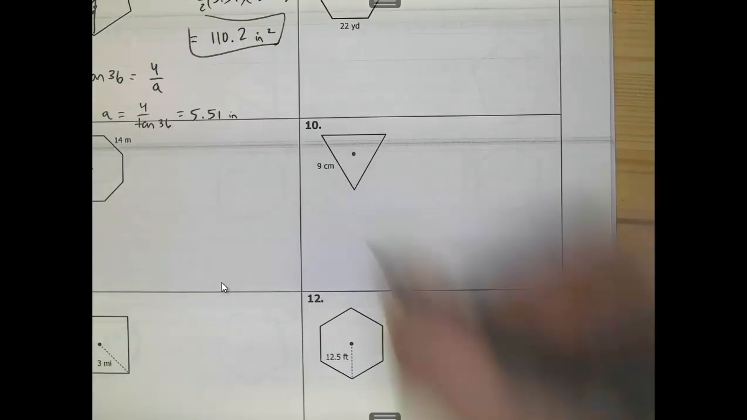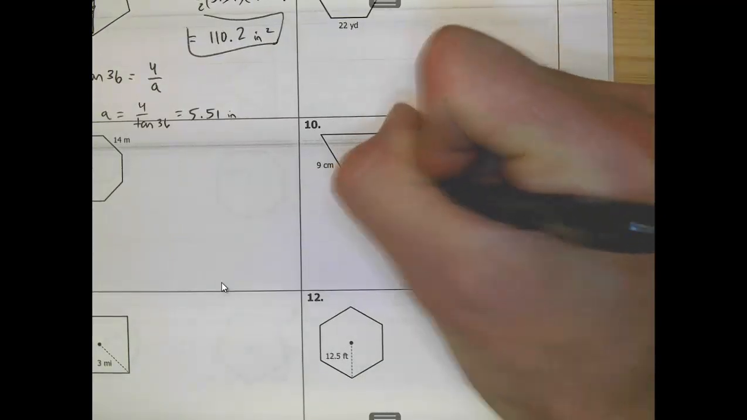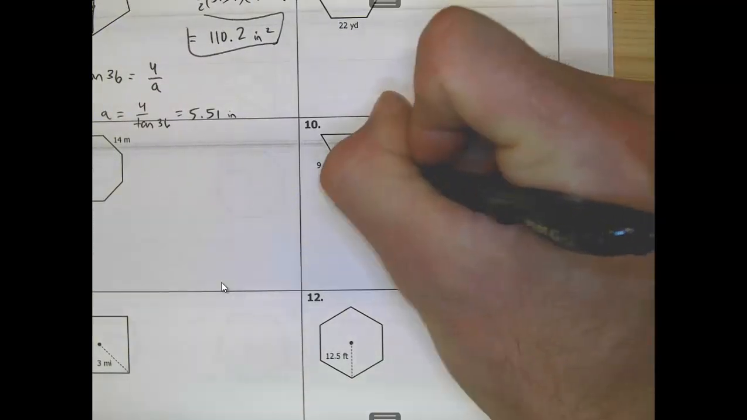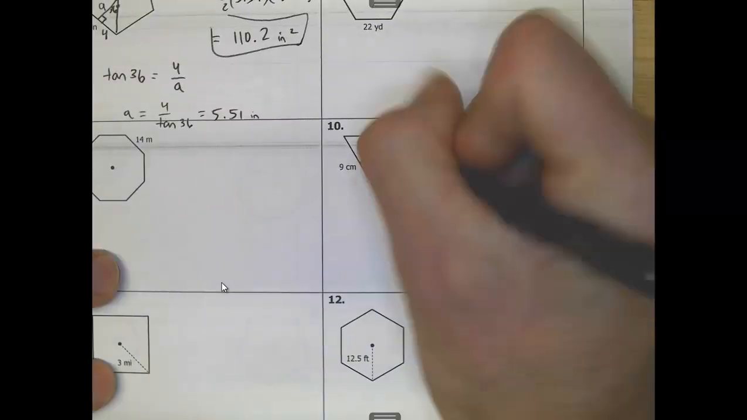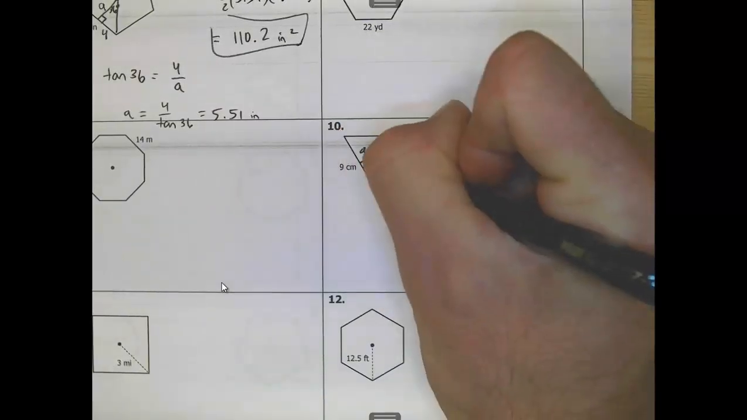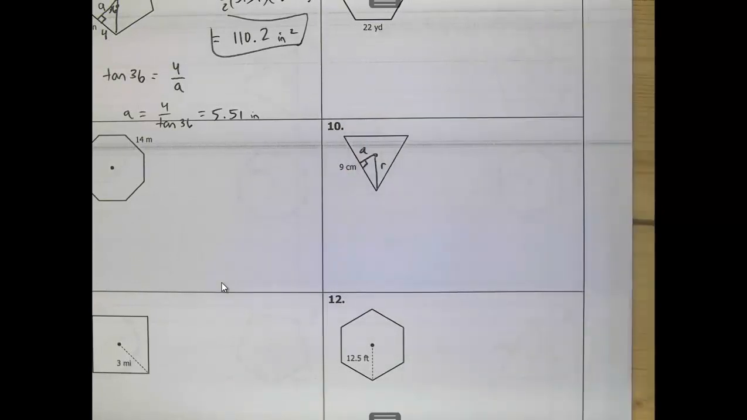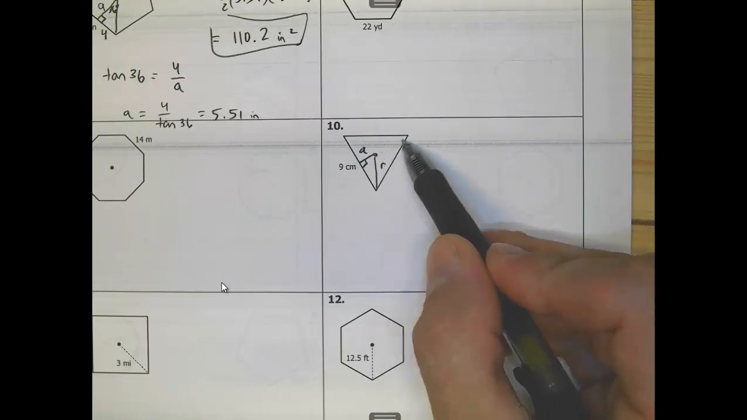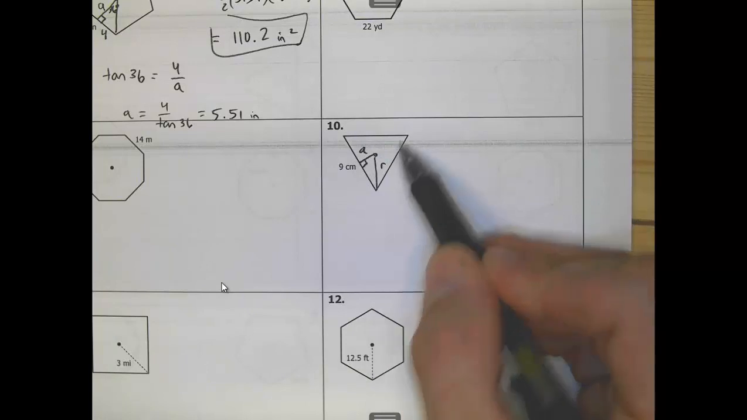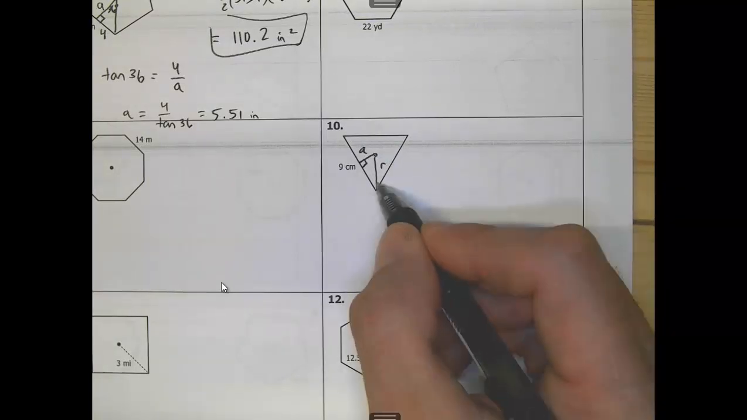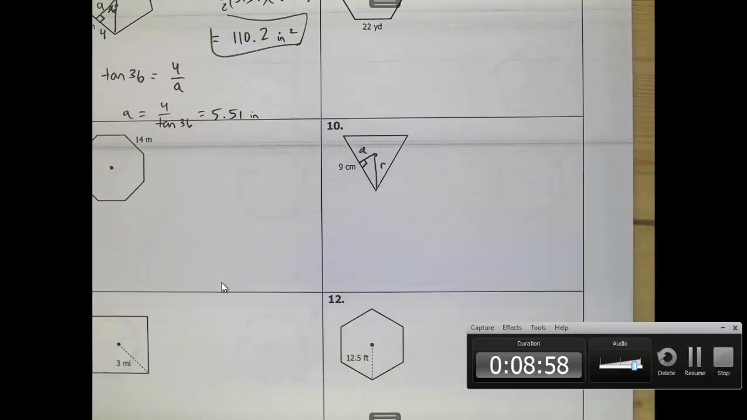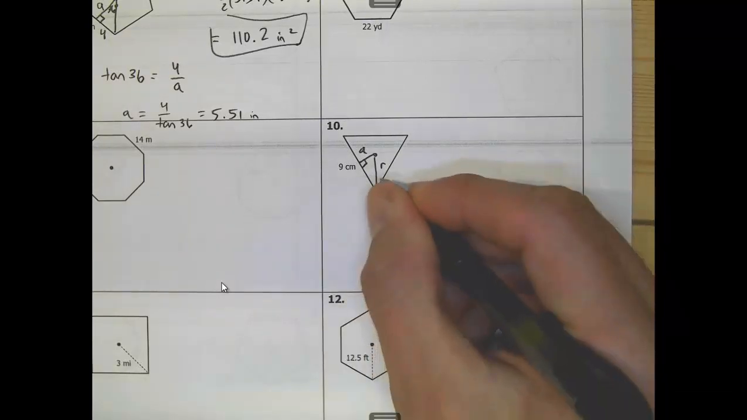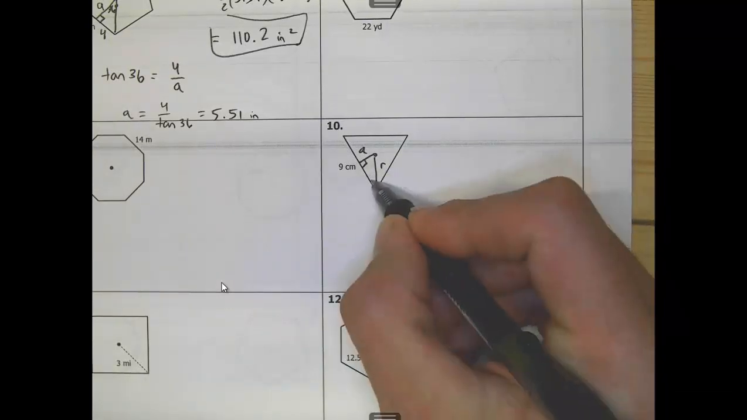Next one, for number 10, same thing, draw in your triangle formed by the apothem and the radius of your figure. So this is A, this is our radius R. Alright, now we're going to find that angle. So once again, however you want to look at this, I'll do the exterior angles this time. So you know the exterior angles have to add to 360. So each one of these is 120. I'm sorry, each of these angles, interior angles, not exterior, is 60 because it's an equilateral triangle. So 60, and then half of that is 30.